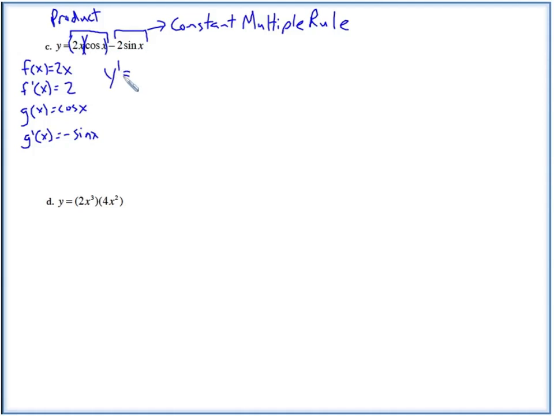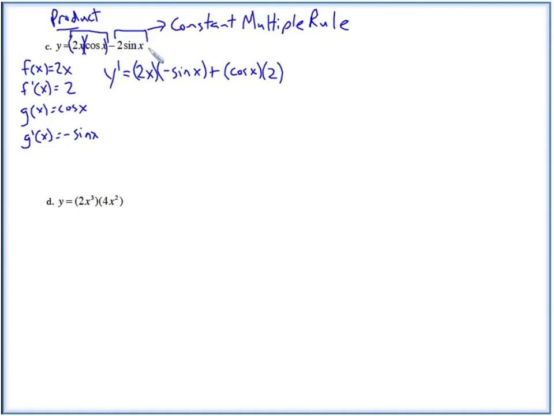So y prime. Let's deal with the 2x cosine x. So it's 1d2 plus 2d1. 1 is our first function, 2x, d2, the derivative of the second, which is negative sine x. Notice how I write these in parentheses, so we do have multiplication here, not subtraction. And then plus 2d1. Our second function was cosine x, times d1, the derivative of the first function, which is just 2. So that dealt with the product rule right here.